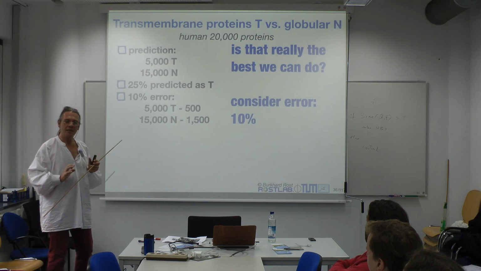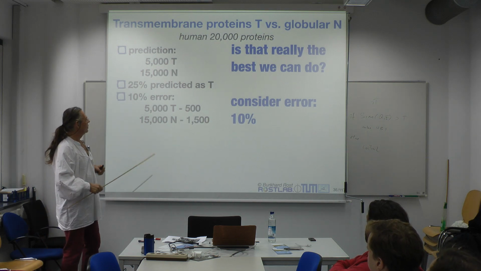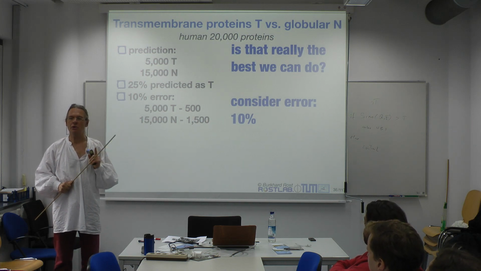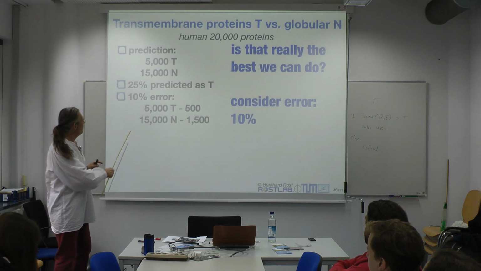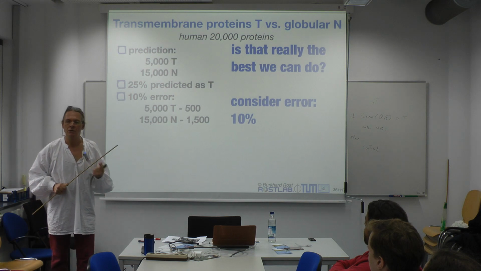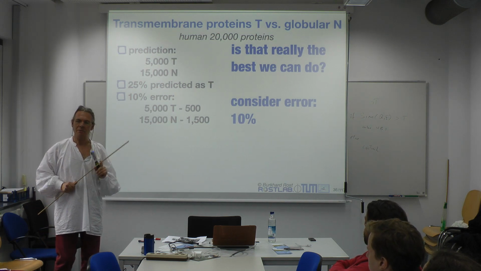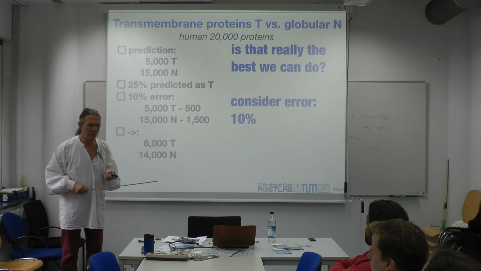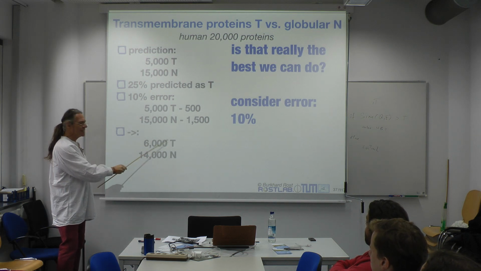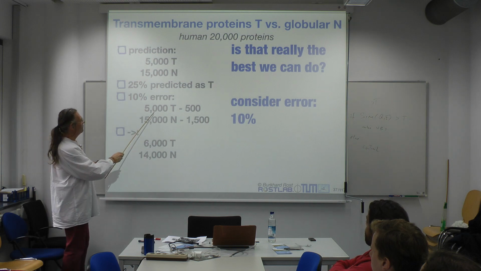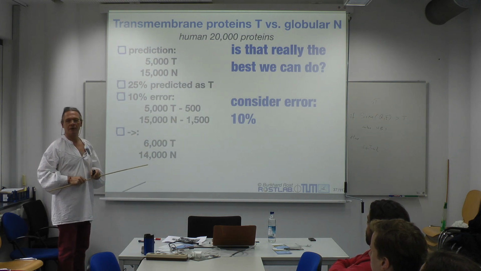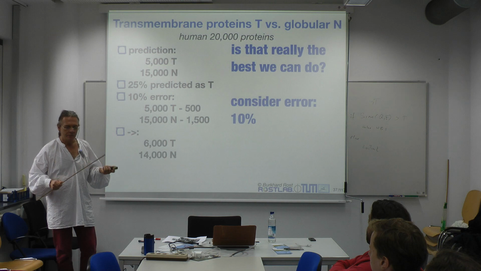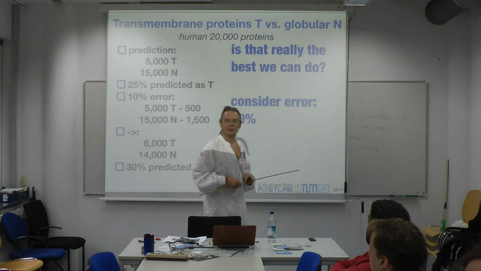Say I have a 10% error for both of my classes. So of the 5,000 T proteins that I predict, 500 are not T because I have 10% mistake. Of the 15,000 predicted N, I also make 10% mistake, so it's 1,500 that are a mistake. So that actually means that I predict 6,000 T's, which is 5,000 minus 500 plus 1,500. And I predict 14,000 N's. And that, of course, is the 30% that you talked about.